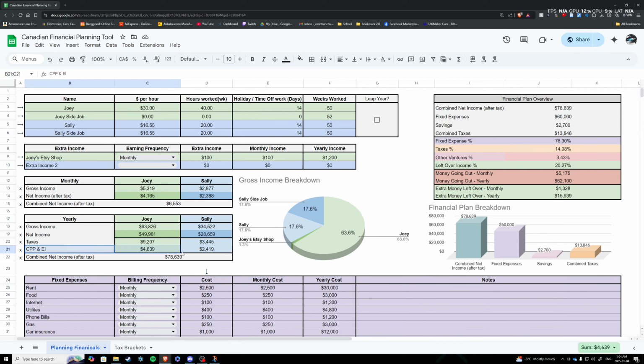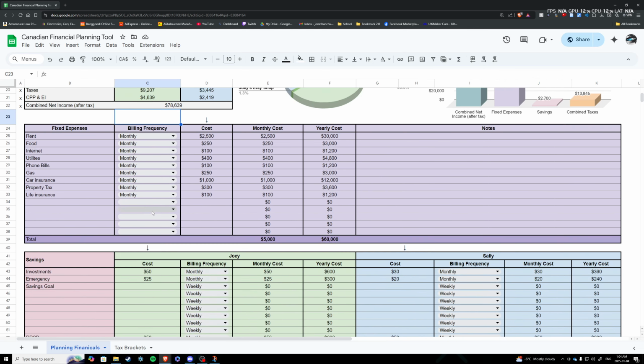CPP, that's also included. So then we take your taxes and our CPP and the EI, subtract that from our gross amount, and then we get our net income, and this is our usable income. With that you can then figure out how much disposable income you have, so that's $78,000 in our case.